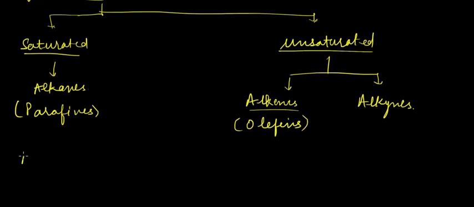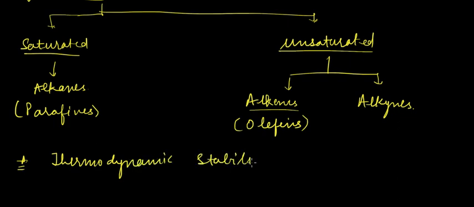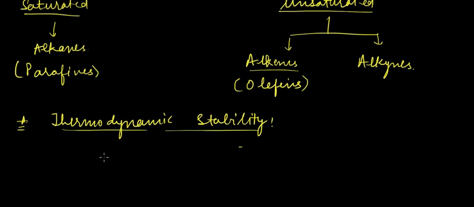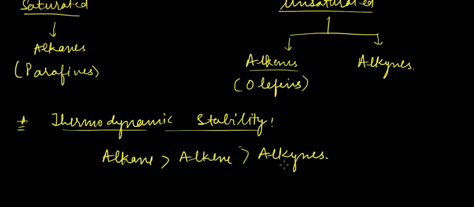Okay, now if we talk about the thermodynamic stability of the three, the order is alkane, then alkene, then alkynes.